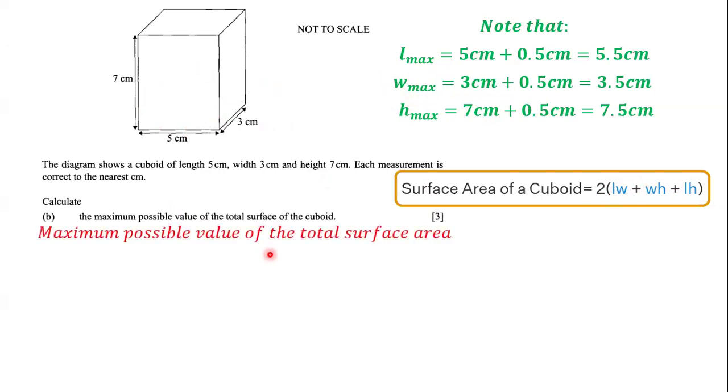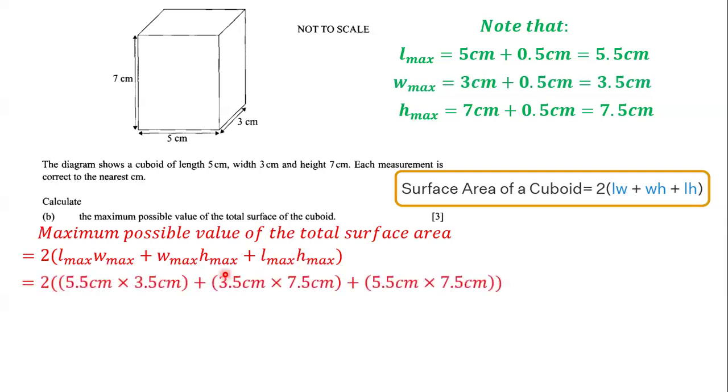So the maximum possible value of the total surface area of the cuboid is going to be 2 times, open bracket, L max times W max plus W max times H max plus L max times H max. I hope I said that right. Let me say it again. 2 multiplied by L max times W max plus W max times H max plus L max times H max. Okay, now we know what is the formula. Now we just have to substitute and solve.